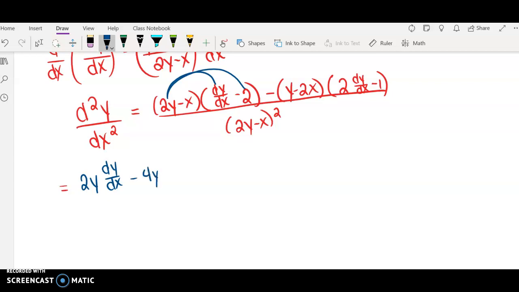And then I have negative x times dy over dx, which gives me negative x dy over dx. And then I have negative x times a negative 2, which gives you a positive 2x. Close parentheses.